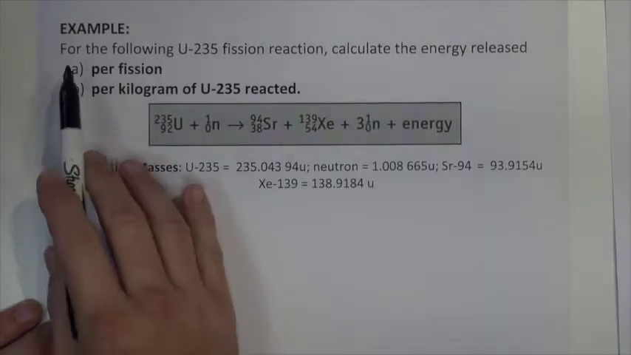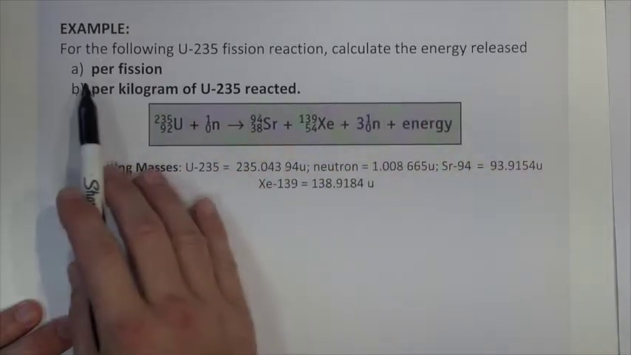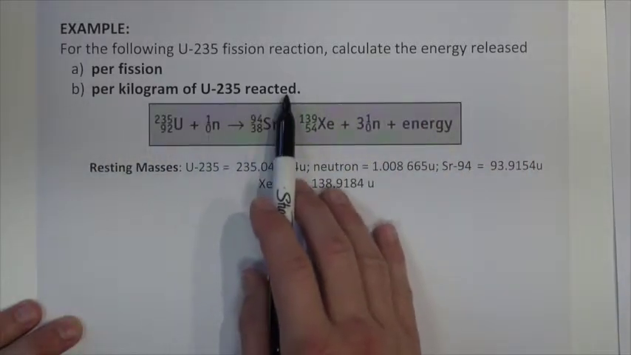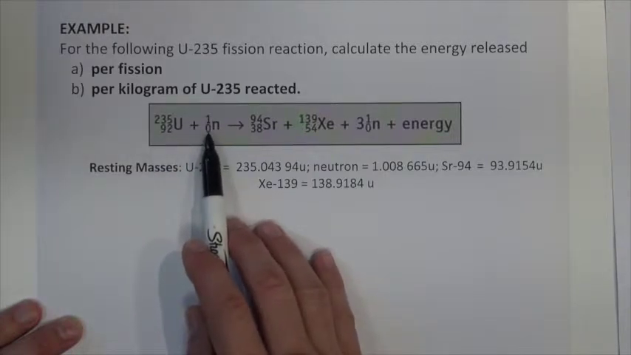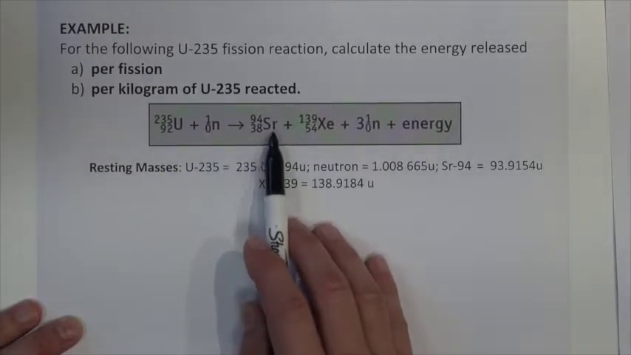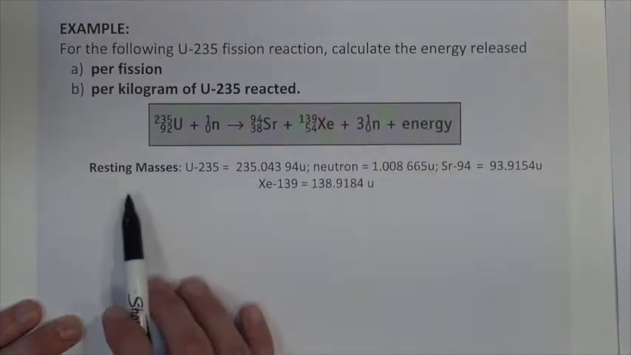In this video, we're going to look at a transmutation example. So here's our question. For the following U-235 fission reaction, calculate the energy released per fission and per kilogram of uranium-235 reacted. We've got uranium-235, which combines with a neutron to produce strontium-94, xenon-139, 3 neutrons and energy.